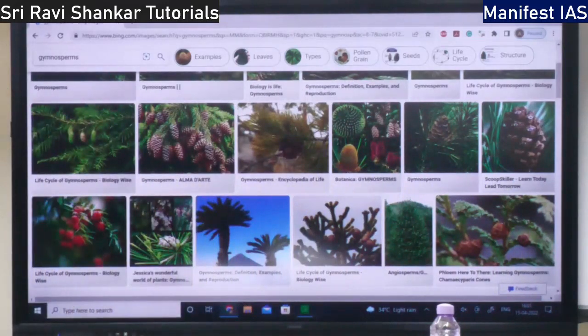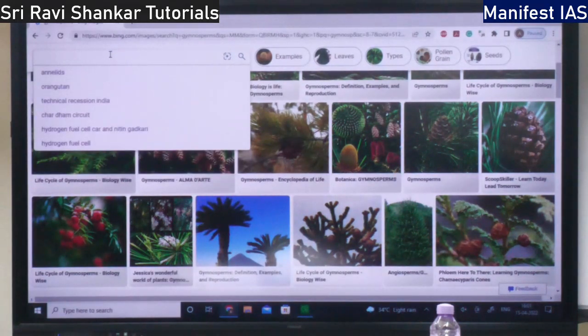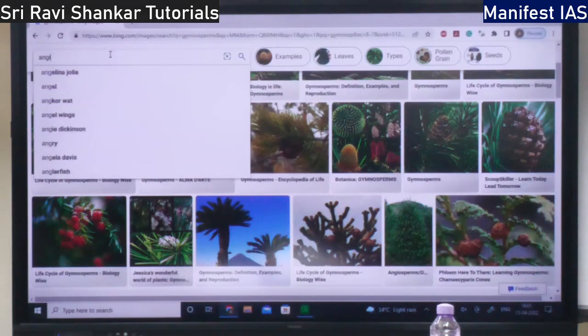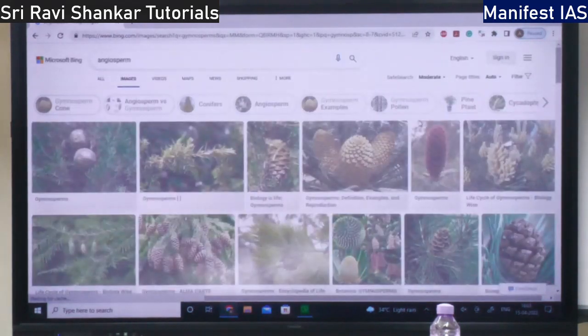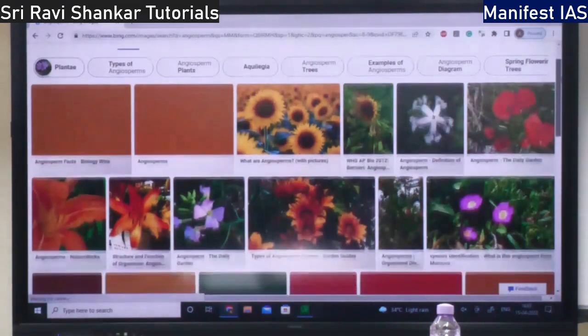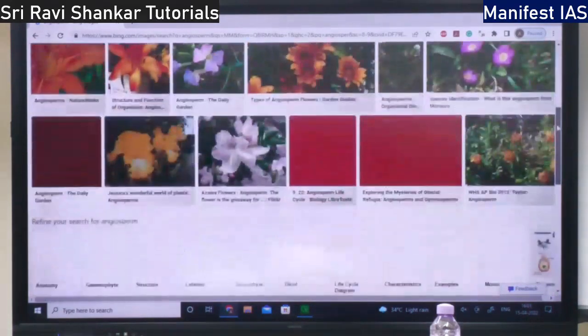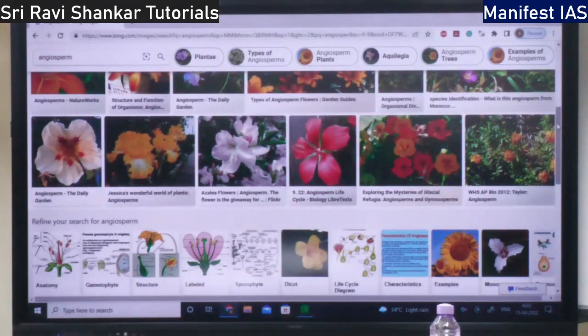Angiosperms. I'm going to show you what an angiosperm is. So all your mango tree, guava tree, pineapple, watermelon, everything. Does watermelon grow on a tree or on a creeper? So all these are angiosperms. Mainly they have flowers. Since school we are seeing the same diagram, right?